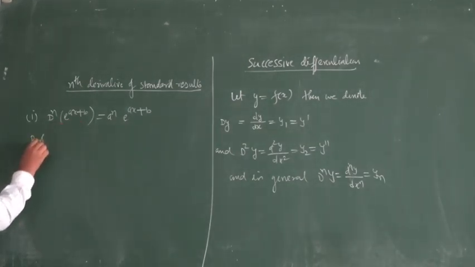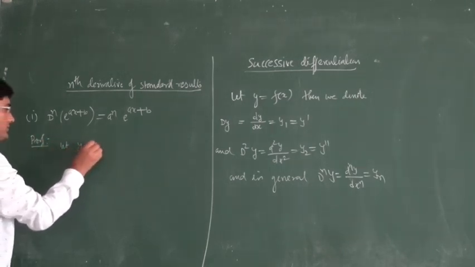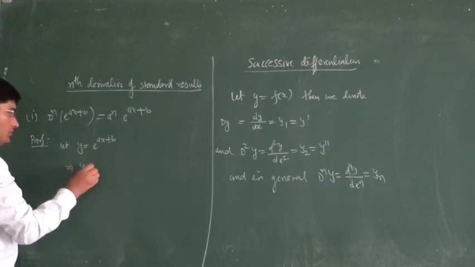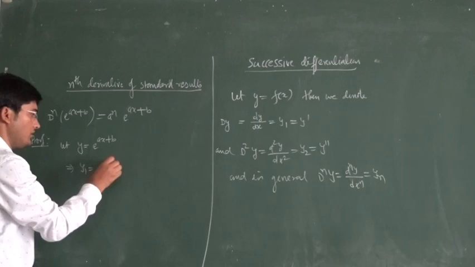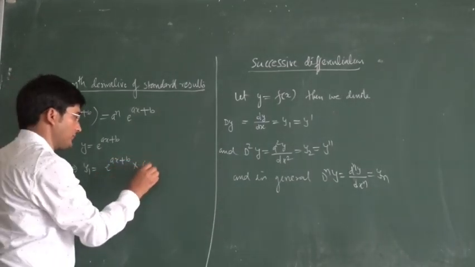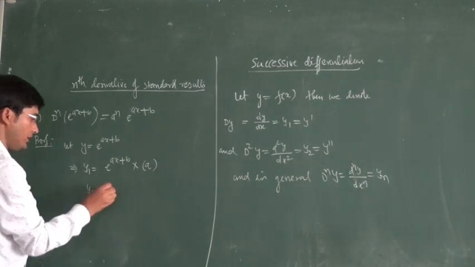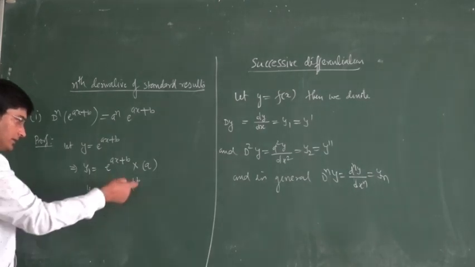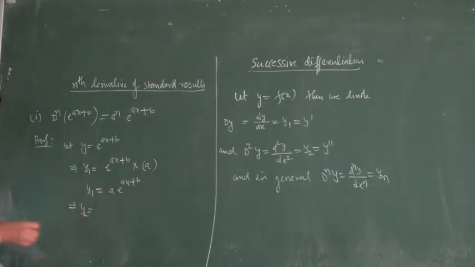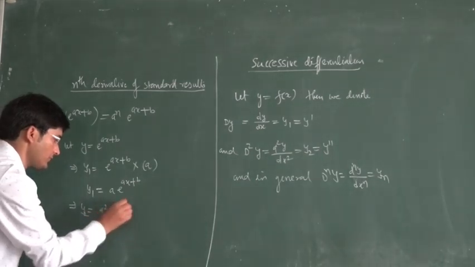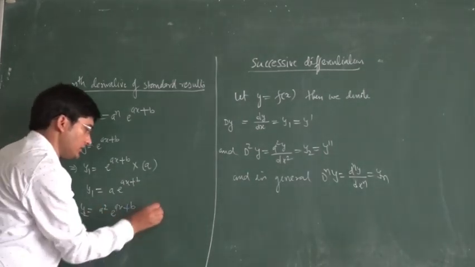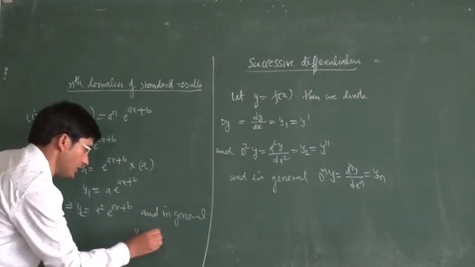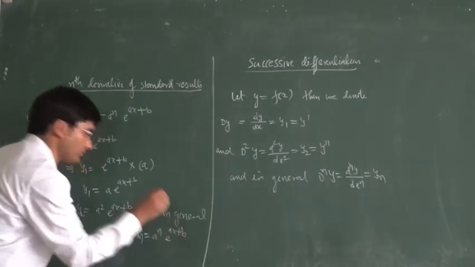Proof is very easy. Let y be e^(ax+b), then first order derivative will be: differentiation of e^x is e^x, and the differentiation of ax+b will be a. So your y1 is a times e^(ax+b), and your y2 will be, again, the differentiation of e^(ax+b) will be a into e^(ax+b). So this will be your a² into e^(ax+b). And in general, we have the nth derivative as a^n into e^(ax+b).